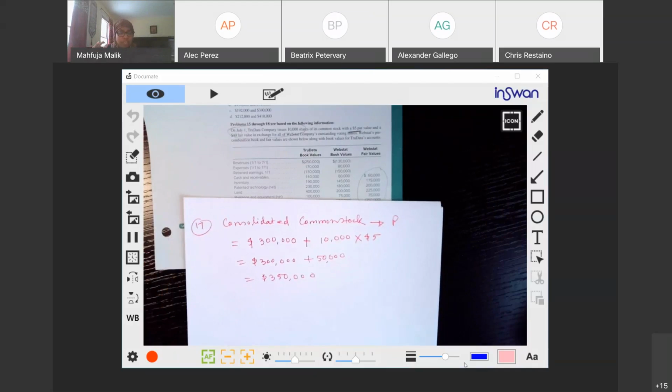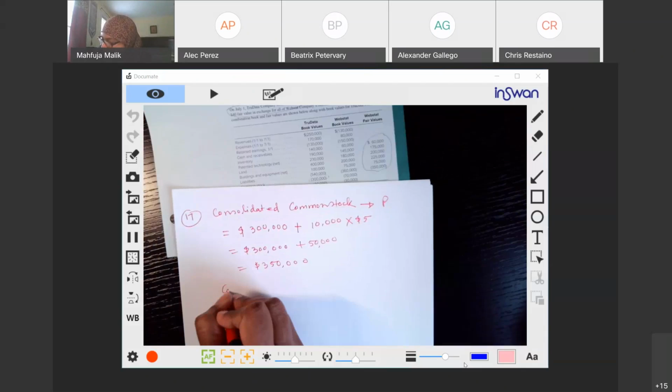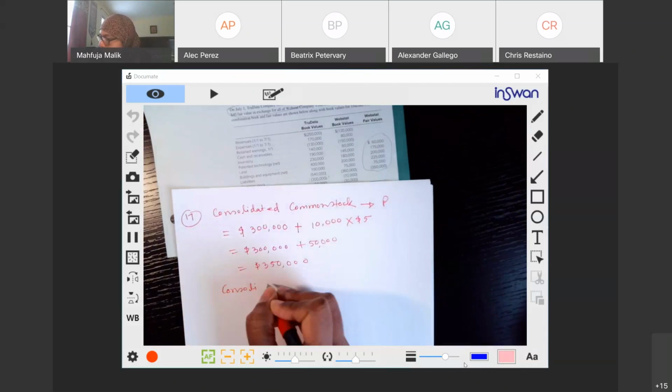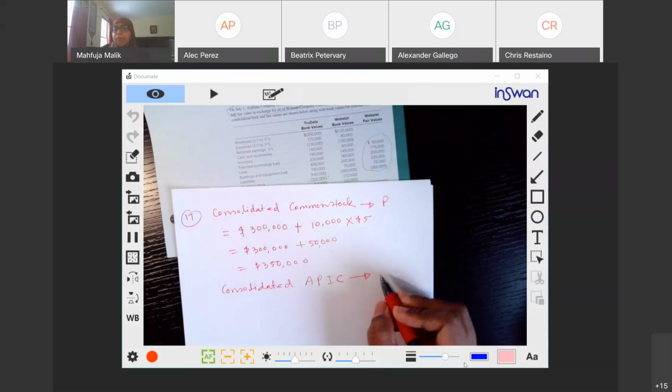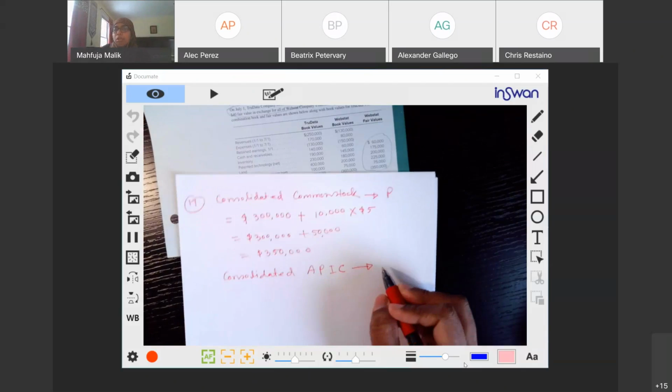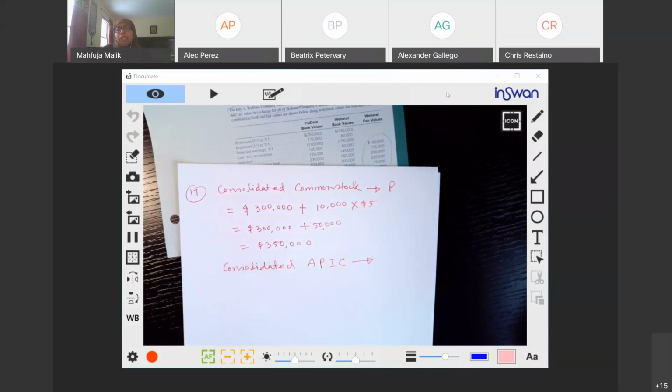Now, one question I will ask, and I would expect all 19 students will do it. It's not in this assignment problem. Can anyone calculate the consolidated additional paid-in capital? Whose number will it be? Parent, sub, both? Additional paid-in capital, whose number should it reflect? Anyone can use the chat box. I'm sorry, I cannot see the chat now.